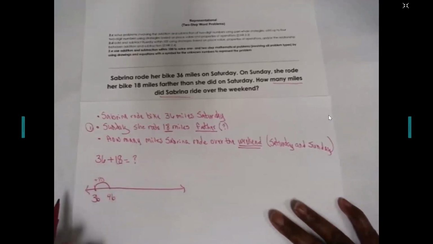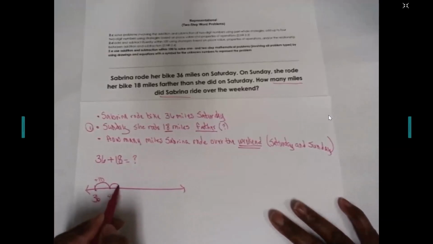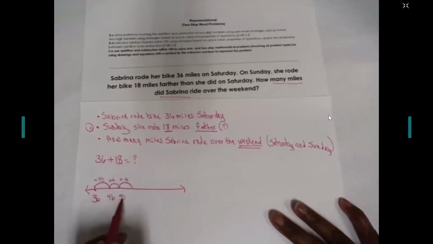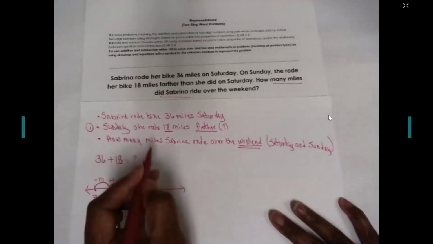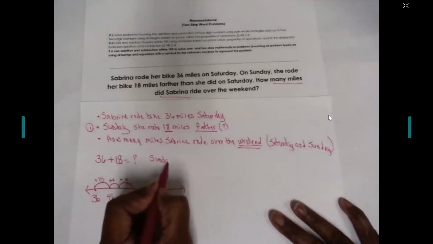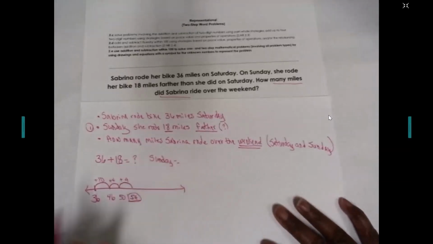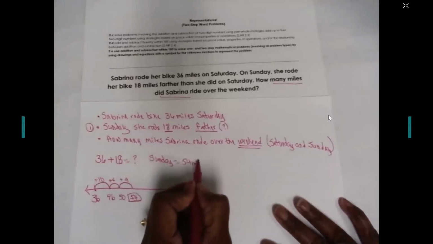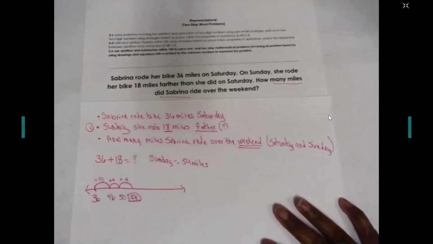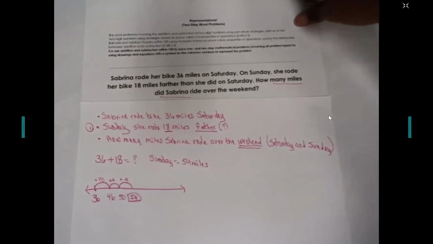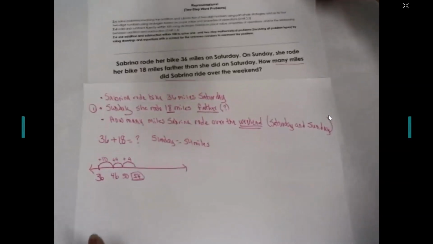And I still have 8 more to jump, but I know if I jump 4 more, it puts me at a friendlier number of 46 plus 4 is 50. And then I'm going to jump another 4. 4 plus 4 is 8 to get 54. Okay? So I know that on Sunday, Sabrina traveled 54 miles.